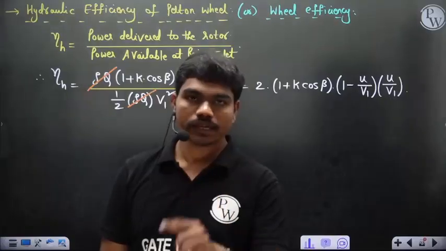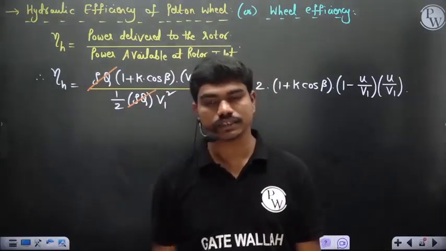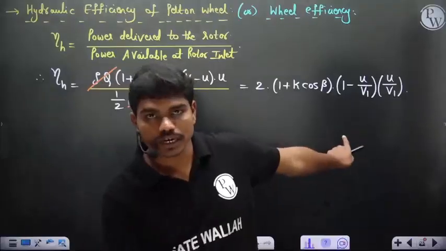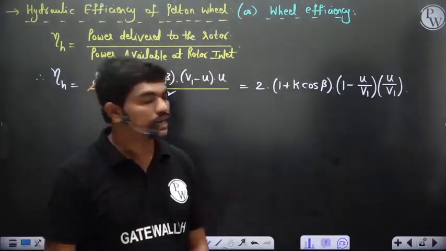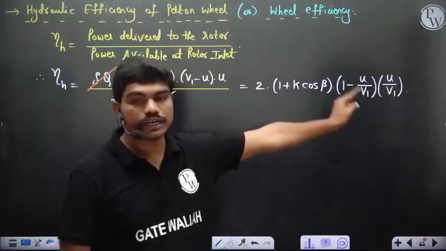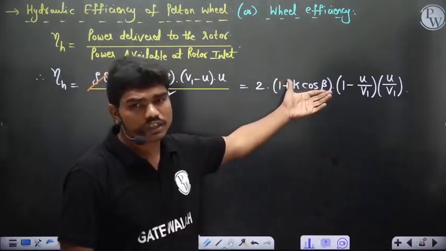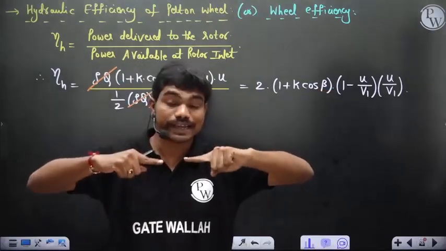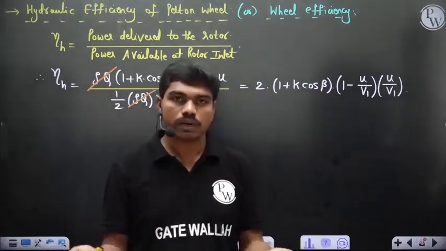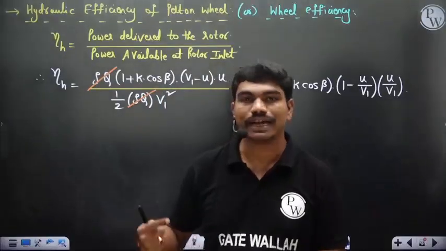Now one thing, first of all, for the same flow rate you can control the velocity, correct? At the same time you can also control the rotational speed of the Pelton wheel by governing. We'll see governing again later. So 1 minus u by v1 into u by v1. Out of these, 2 is constant, this 1 plus k cos beta is also constant, but u and v1 can be changed, and obviously anyone wants the hydraulic efficiency to be maximum, correct? So what would be the condition for the maximum hydraulic efficiency?